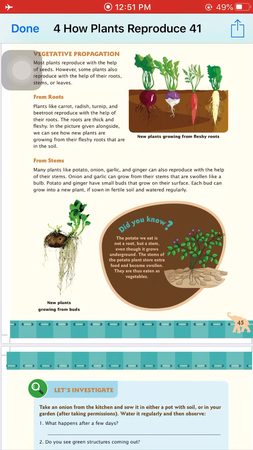Onion and garlic can grow from their stems that are swollen like a bulb. Means the small plants of onion and garlic are called bulbs, and the small plants that grow on a potato are called buds. Potato and ginger have small buds that grow on their surface. Each bud can grow into a new plant if sown in fertile soil and watered regularly.